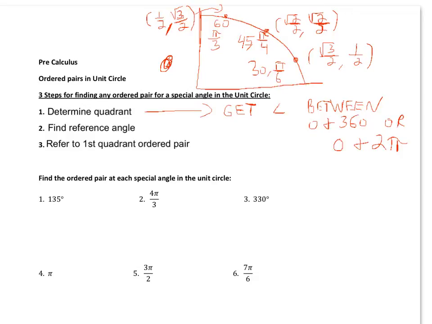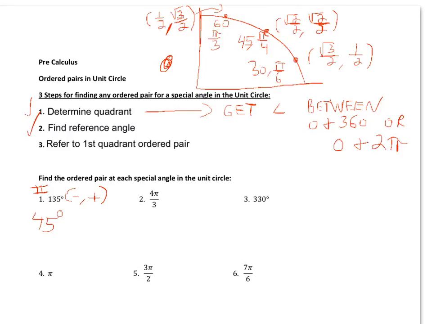All right, let's follow the steps here. 135 degrees, if I want to find the ordered pair for that. If I do step 1, the quadrant it's in, well, this is in the second quadrant. It's pretty easy to tell. In the second quadrant, X is negative and Y is positive. So I'll do this check mark. I determined the quadrant, so I know X is negative, Y is positive. Now, if I find the reference angle, since that is in the second quadrant, I subtract 90 from it. If I subtract 90 from 135, the reference angle is 45 degrees. Put a little check mark.